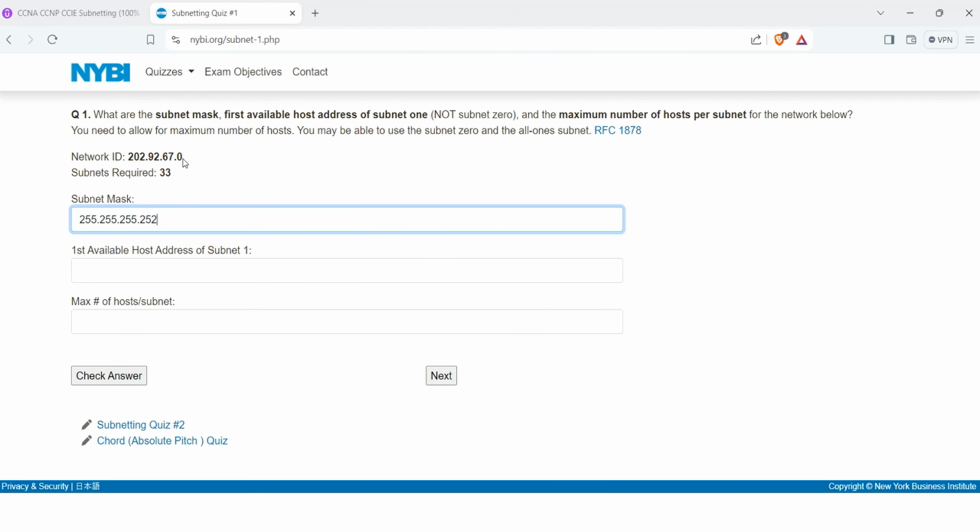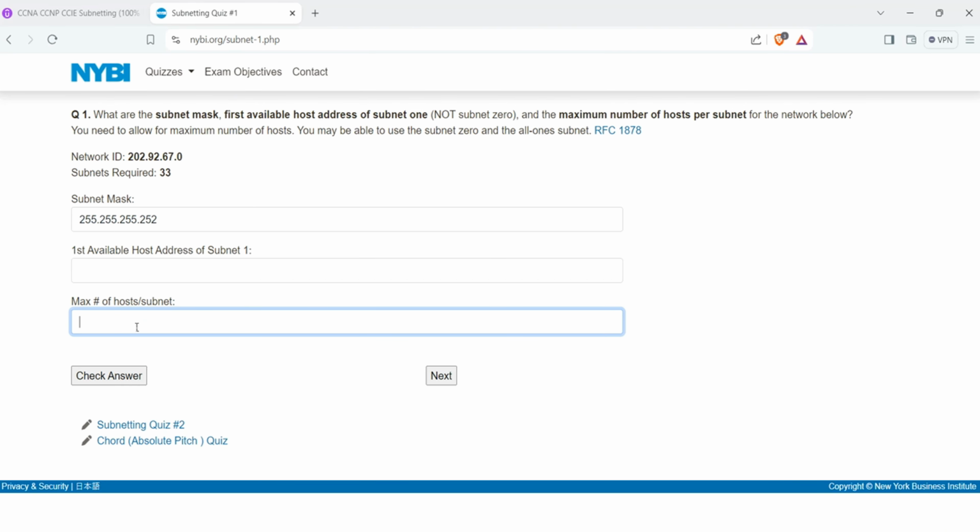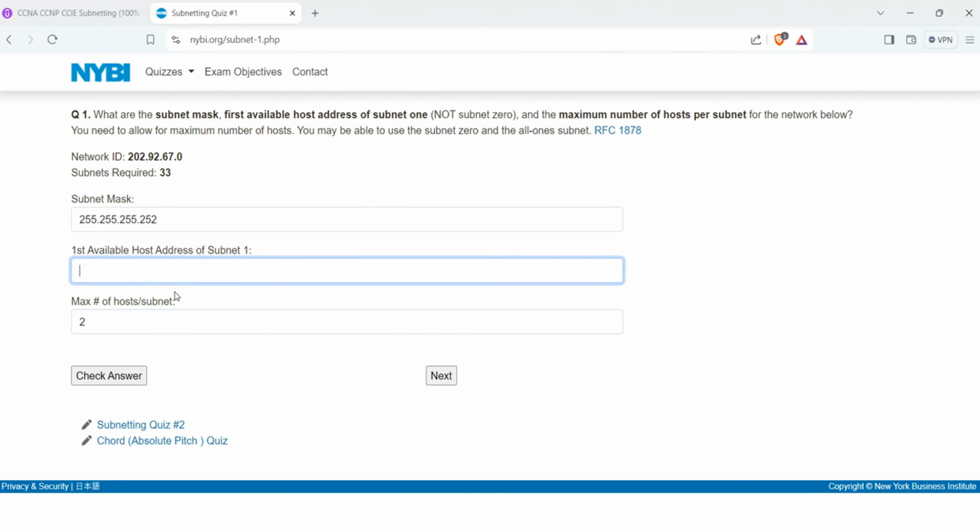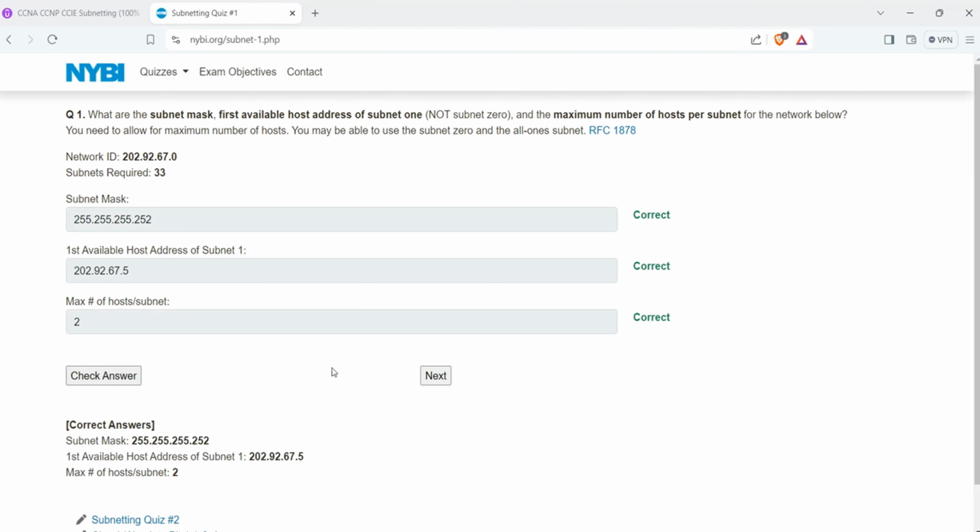Okay, I borrowed 6 bits from the last octet. I have 2 bits left. 2 to the 2 is 4, minus 2 is 2 hosts. Okay, well, if I borrowed 6 bits, what's the value of the last bit that I borrowed? It's a 4. So it's 0, 4, 8, right? Forget about subnet 0. Subnet 1 is 4. So it's dot what? If 4 and then 8, my first host is 5. 202.92.67.5. And let's check answer. There we go.